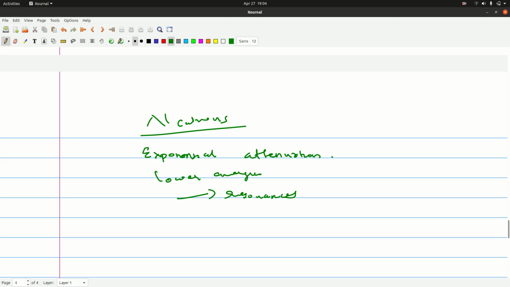So these are the things we are studying in this chapter on nuclear radiation detectors. We studied detector resolution and detector efficiency. Okay. So thank you.